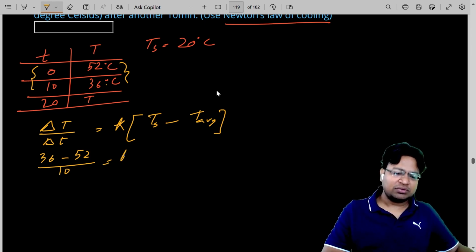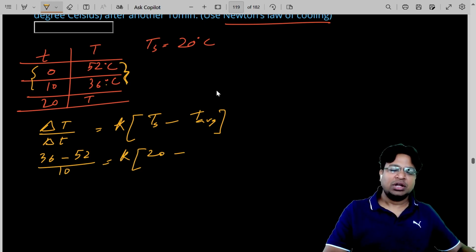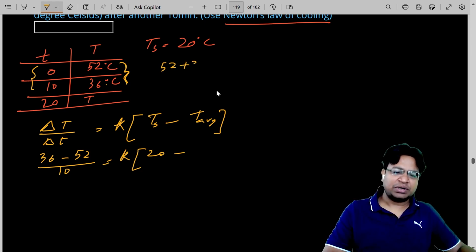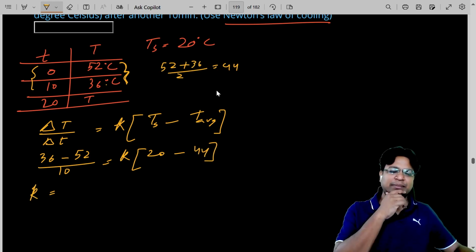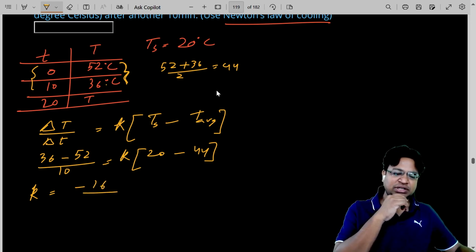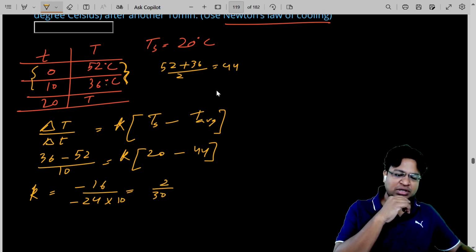So that equals K times the surrounding temperature, which is 20, minus the average. Average of these two is (52 plus 36) by 2, so that's 88 by 2, that's 44. All right. So what will I get from here? I will get the value of K as minus 16 divided by minus 24 into 10, so it will become 2 by 30 or 1 by 15. So I got the value of K.